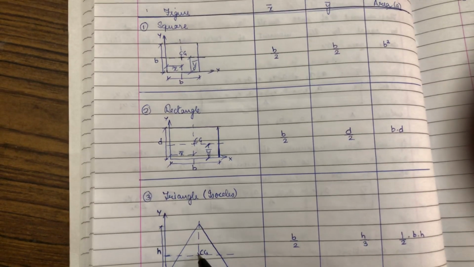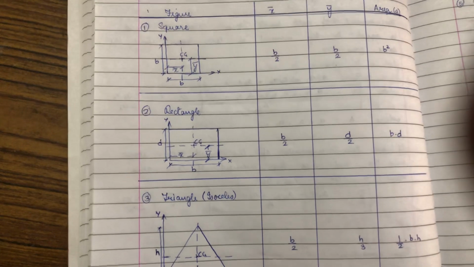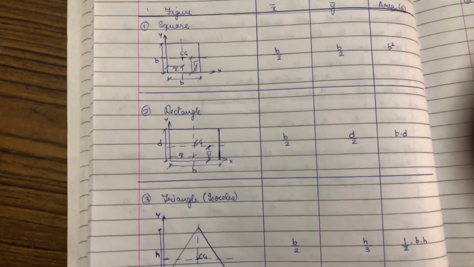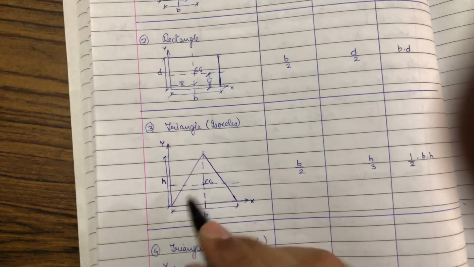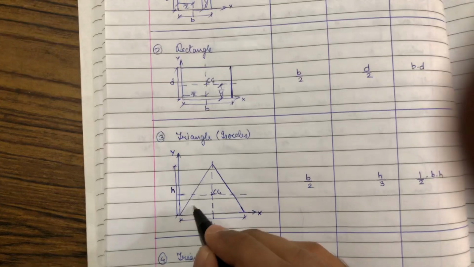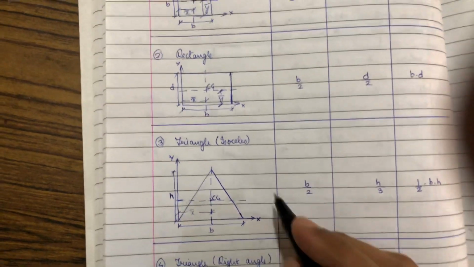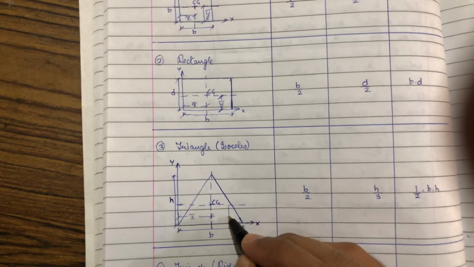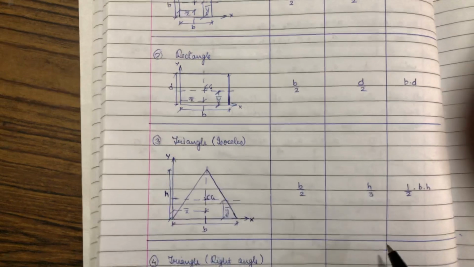So suppose this is the point where the medians will intersect. This triangle is having base b and it is having height h. This is the axis of symmetry. This will be x bar. X bar is always with respect to the y axis, and this will be y bar. Y bar is always with respect to the x axis.